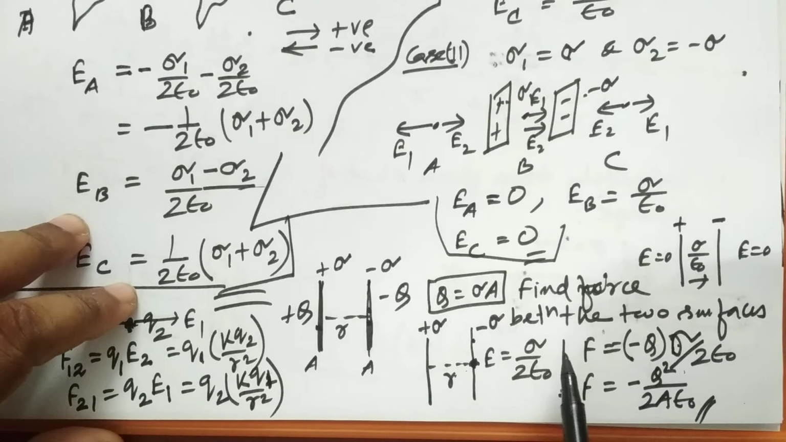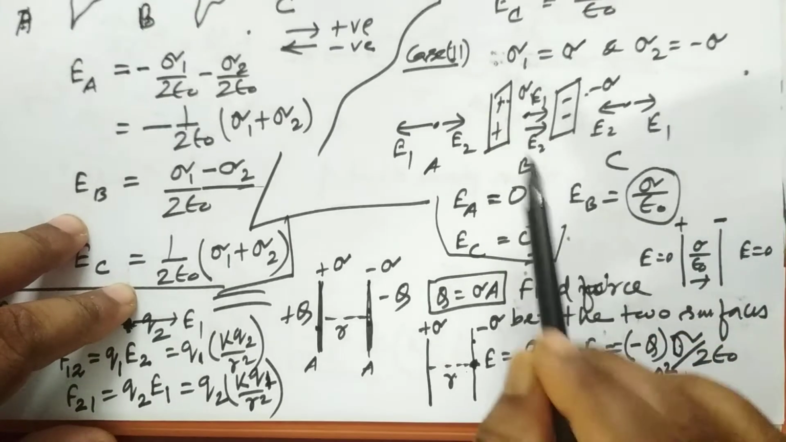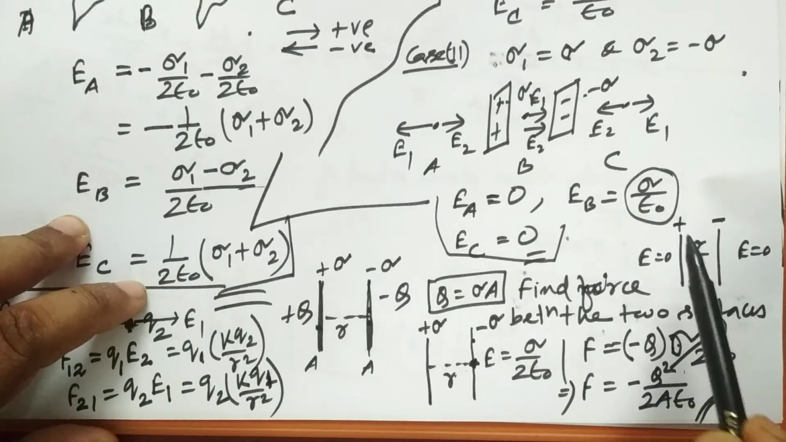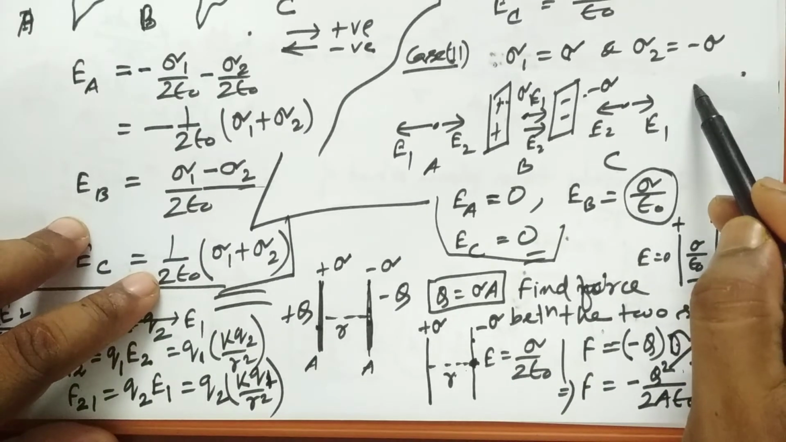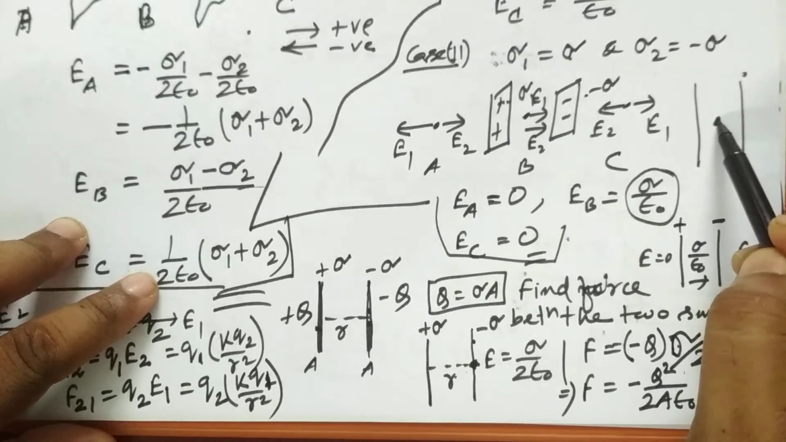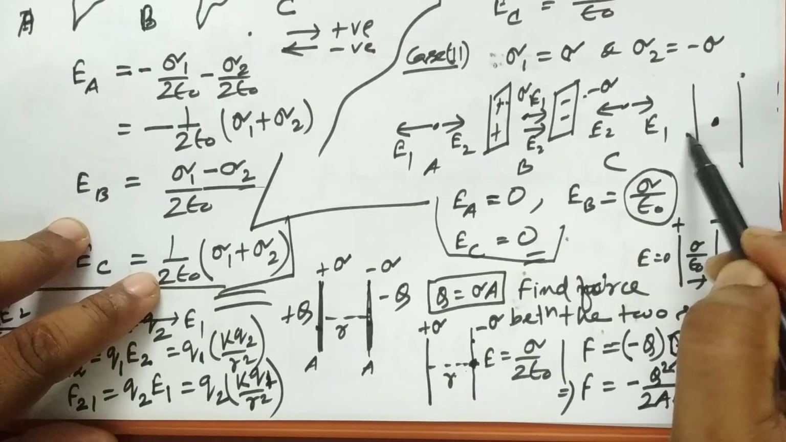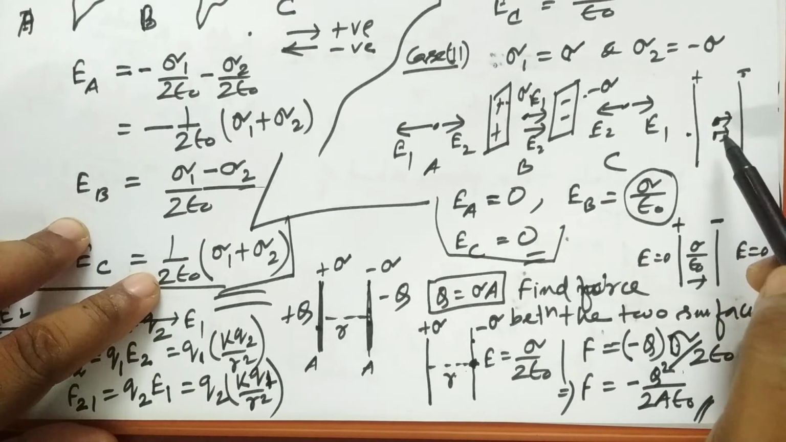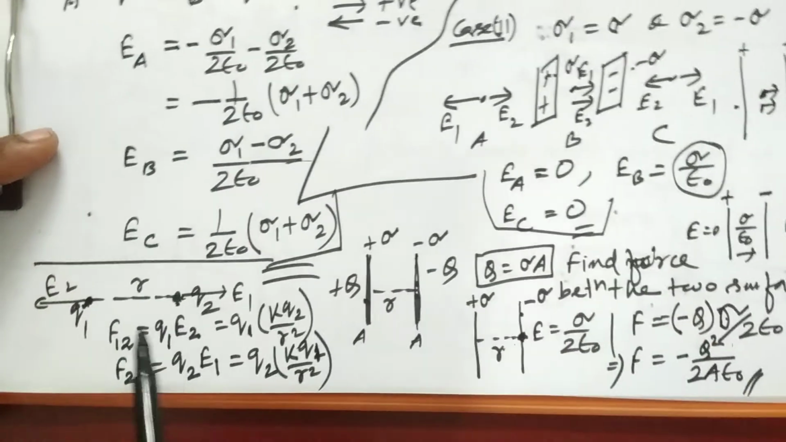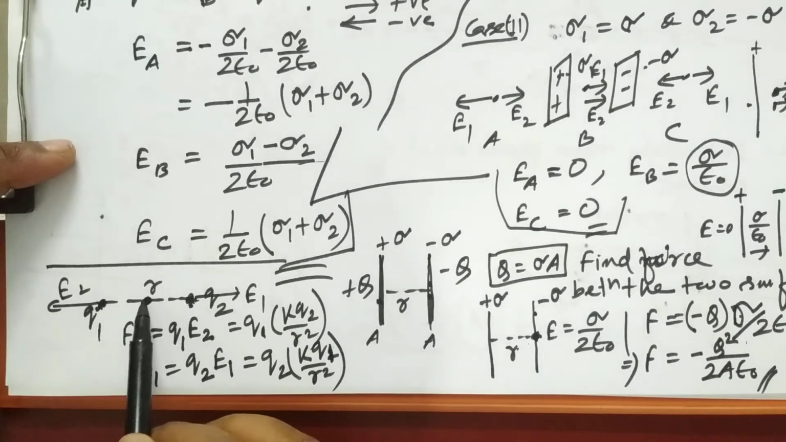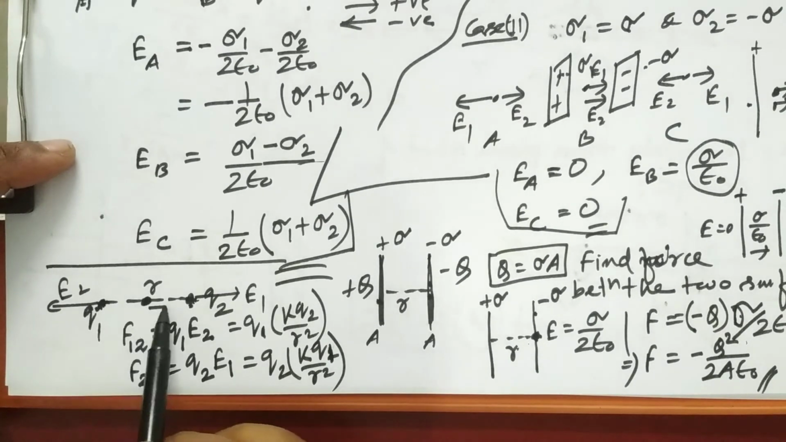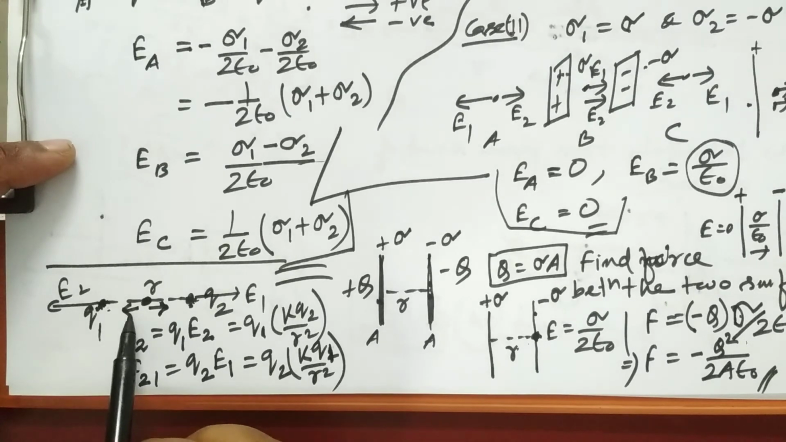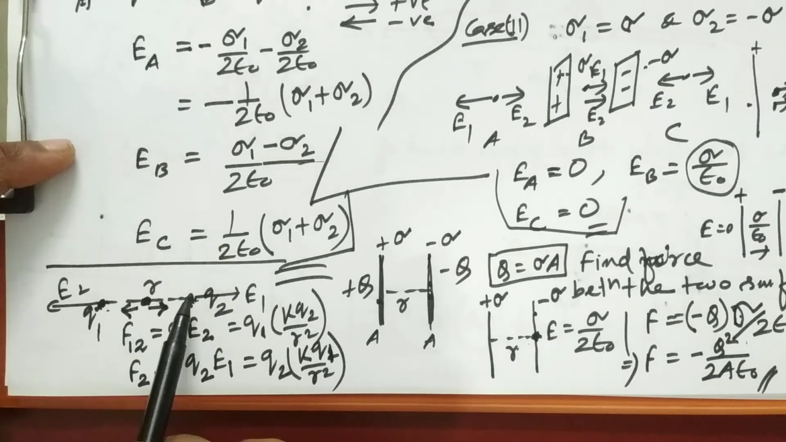Someone can ask you, sir, you have seen electric field between positive and negative is sigma by epsilon naught. Sigma by epsilon naught is not the electric field because of one surface, this is the resultant electric field because of both the surfaces. Like in this system, because of positive, electric field will come towards right, because of negative, electric field will come towards left. But we are not talking about the electric field in between. We are talking about how much force one is exerting on the other.